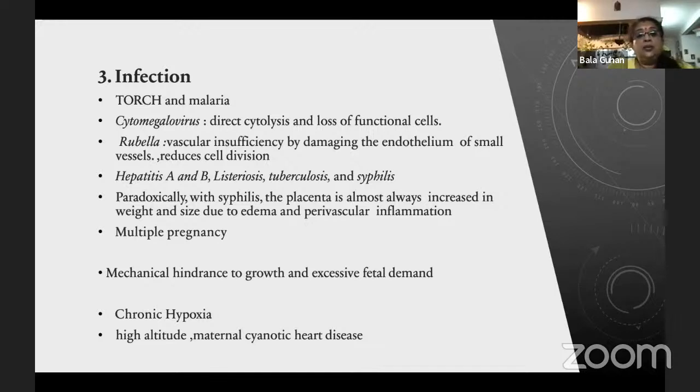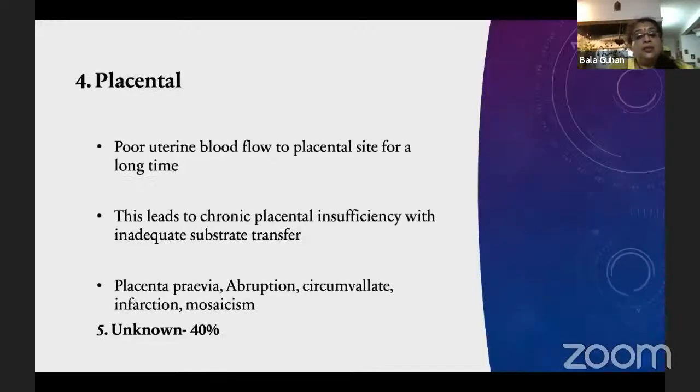And also in multiple pregnancy, we have hyperplacentosis, obviously due to the increased size and the demand for both the babies. Mechanical hindrance to growth and excessive fetal demand, chronic hypoxia, high altitude, maternal cyanotic heart disease are other factors.